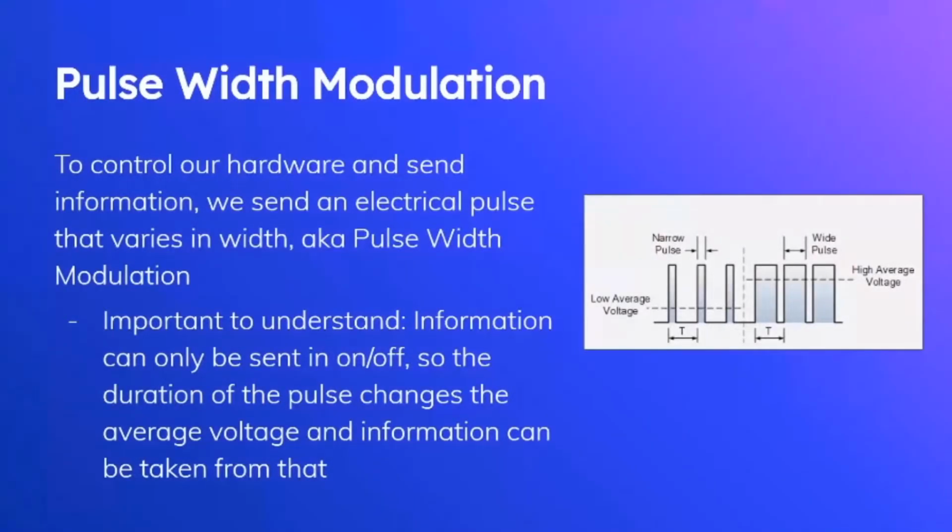So I do also want to go over pulse width modulation. To control our hardware and send information, we send an electrical pulse that varies in width, aka pulse width modulation. The thing with electricity is that it can only really be on or off. There's either an electron or no electron. So instead of just counting electrons, we have this little pulse, and how long the pulse is is the information, or exactly how strong the voltage is going to be to our motors and servos. The important thing to understand is that the duration of the pulse changes the average voltage, and information can be taken from that. So that's it for that slide.